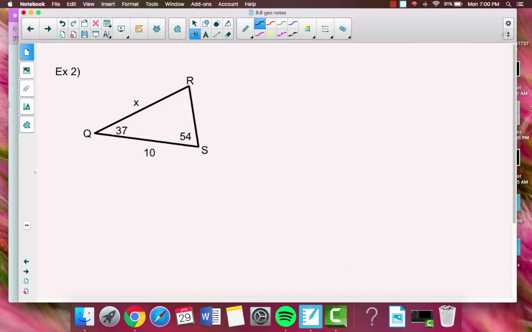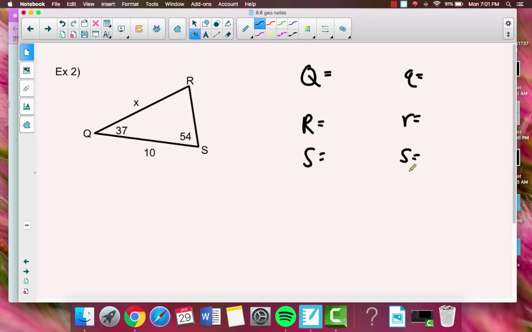So let's go ahead and take a look at example 2 in this case. I'm going to go ahead and set up my table to start, and just keep in mind I have Q, R, and S, but it's the same concept, it doesn't have to always be A, B, and C. Okay, so I'm going to set up Q, R, and S.